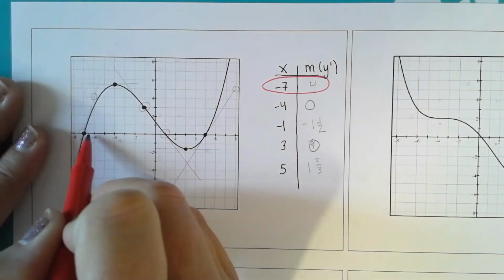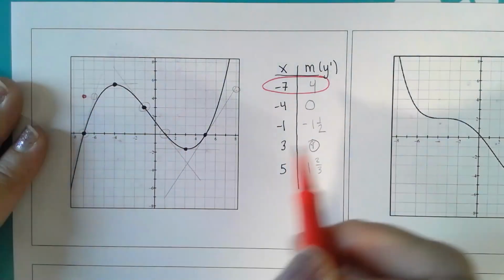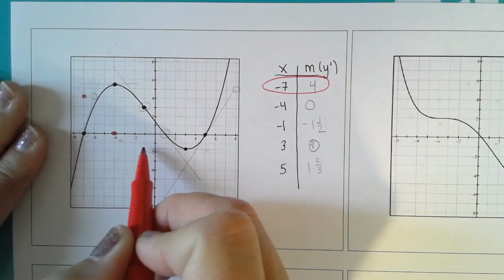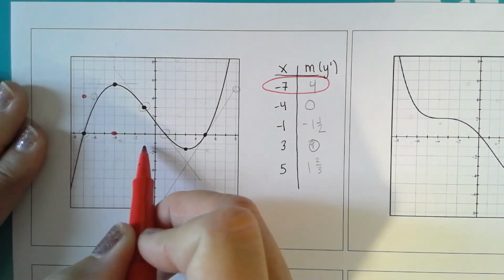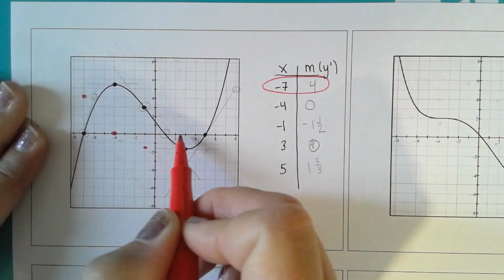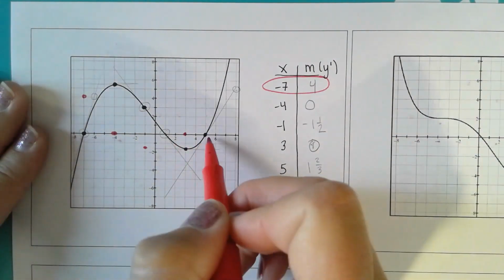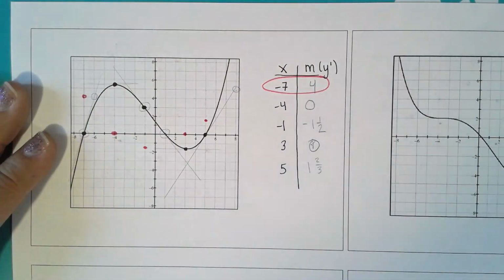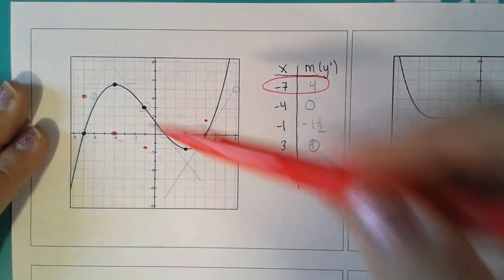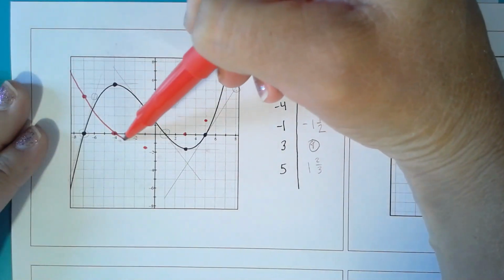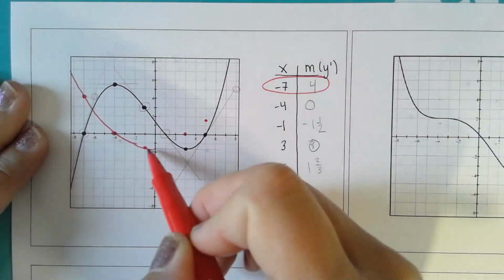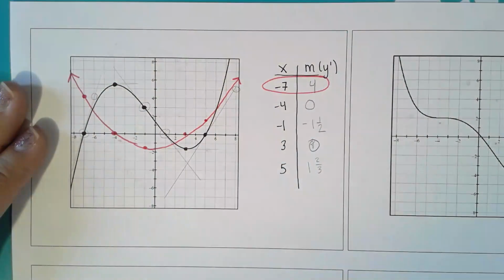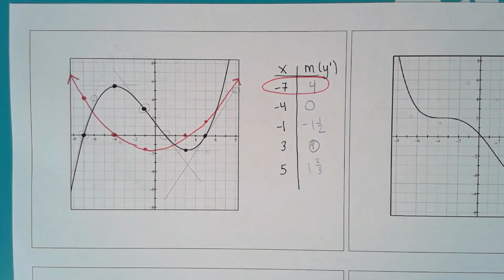So I have the point -7, 4. I have the point -4, 0. -1, -1.5. I have 3, 0. And then I have 5, almost 2. So if you kind of step back and we do a little bit of thinking here, connect them as smoothly as we can. That's the shape I saw with those 5 points.